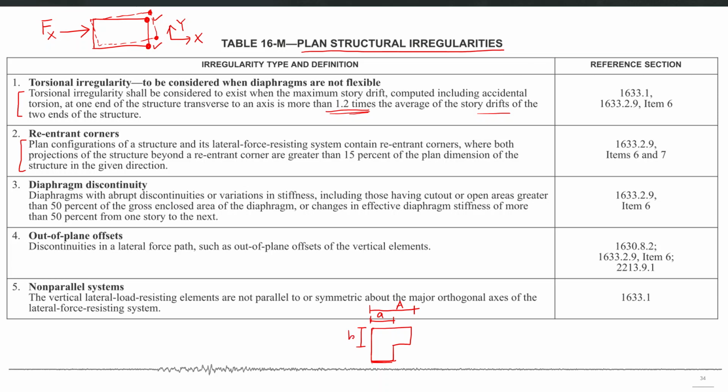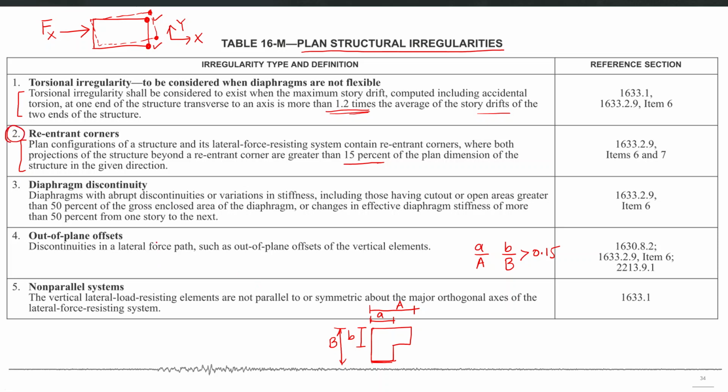if small a over capital A and small b over capital B are greater than 15%, which means greater than 0.15, then your structure is supposed to have this reentrant corners irregularity, and this is type 2 of plan irregularity.